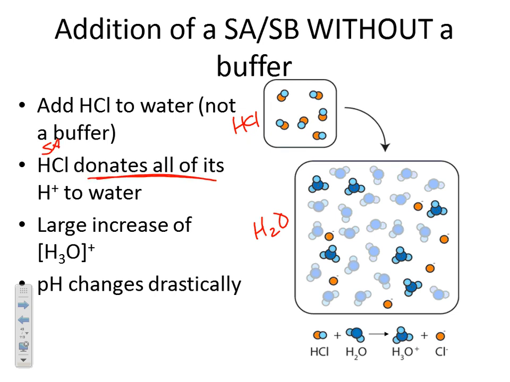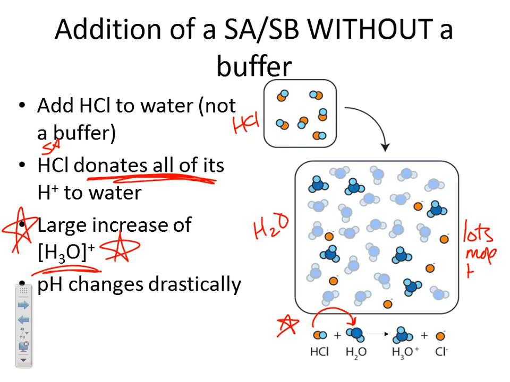it donates all of its H plus ions to water, and that's our reaction right here, right? So the H plus is getting donated to the water 100%, and we generate a huge amount of hydronium ions, right? We have lots more H3O plus. That's bad. We're going to have a very, very big change in pH because of that, right? We get a huge shift.